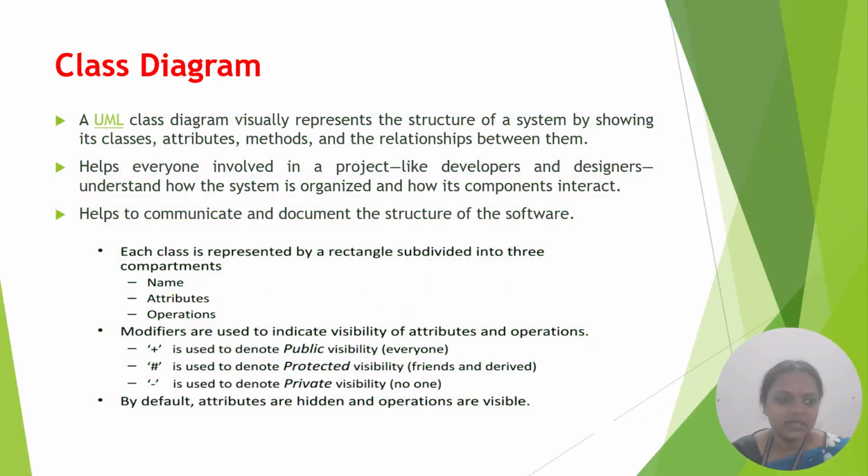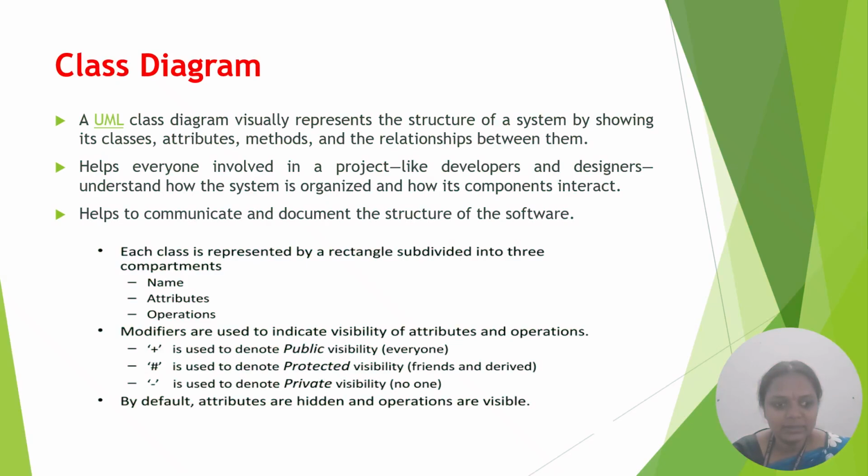Next is class diagram. Class diagrams visually represent the structure of the system by showing its classes, attributes, methods, and the relationships between them. It helps everyone involved in a project, like developers and designers, understand how the system is organized and how its components interact. It also helps to communicate and document the structure of the software.